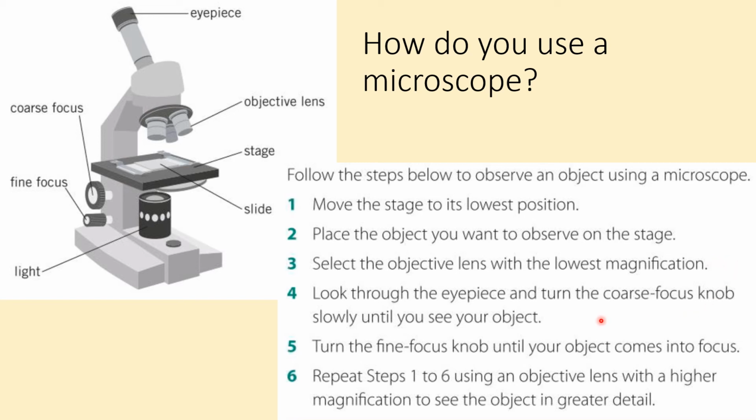Number 4, look through the eyepiece and turn the coarse focus knob slowly until you see your object. That's another key point. You have to say, look through the eyepiece and turn the coarse focus knob, because if you don't, the examiner will think that you're just moving the stage up and down, or the lenses up and down, and not looking through the eyepiece, which isn't going to help you to focus on the object that you're trying to see. Then turn the fine focus knob until your object comes into focus, and repeat steps 1 to 6 using an objective lens with a higher magnification to see the object in greater detail.